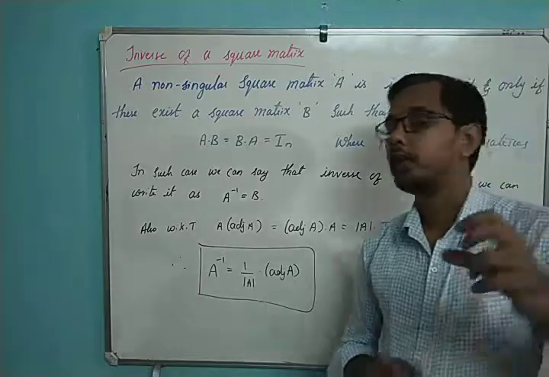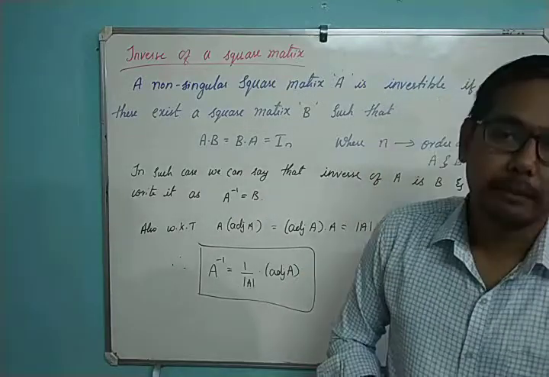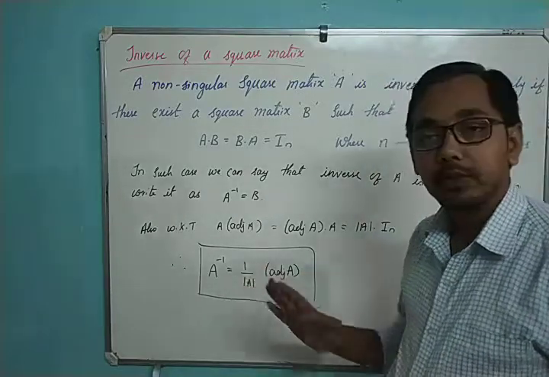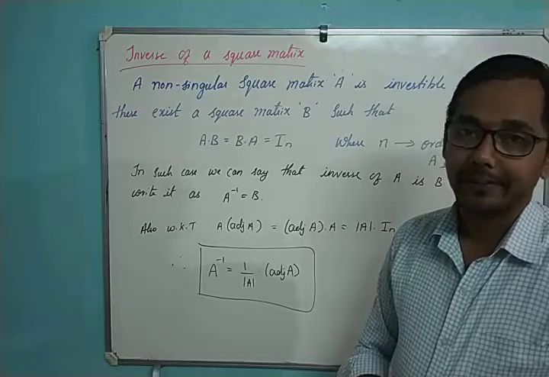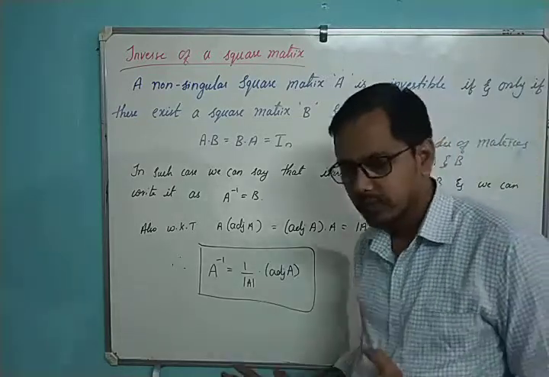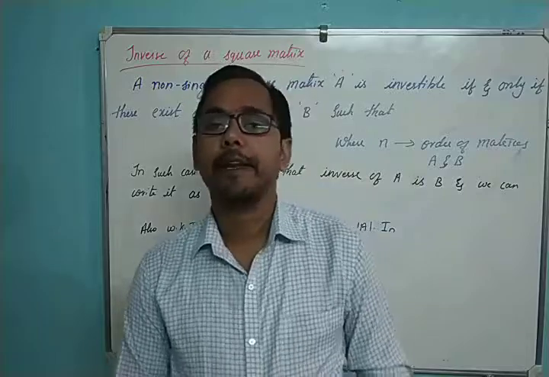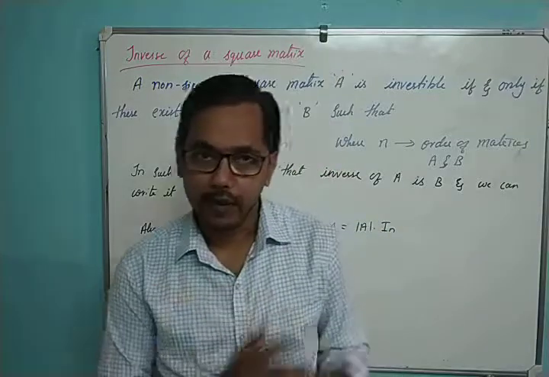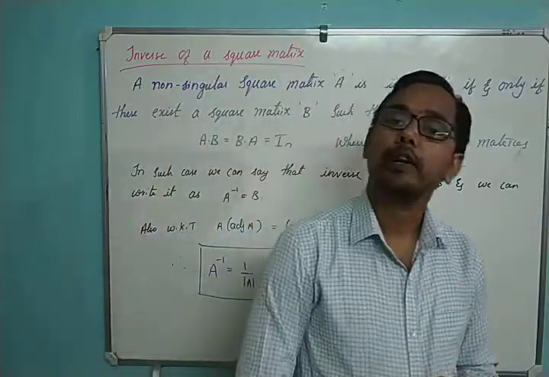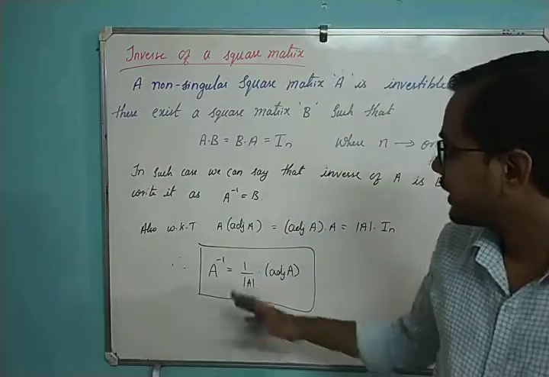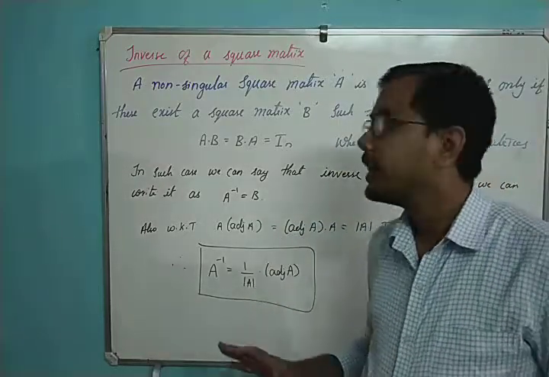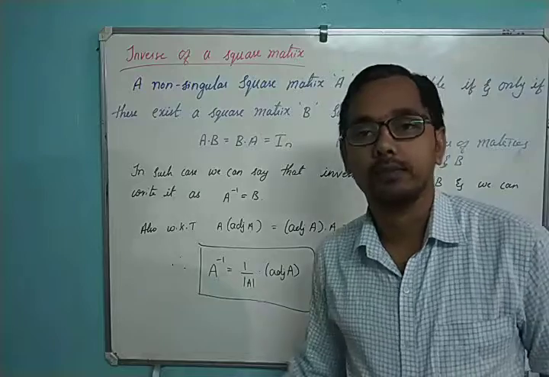So if you are able to calculate adjoint A within a step, then within 2 steps you will be able to calculate the A inverse. That is why the calculation of adjoint A is very important for us as far as your competitive part is concerned, right? To calculate the A inverse. So now pause a moment, have a look at this and make a note of this.